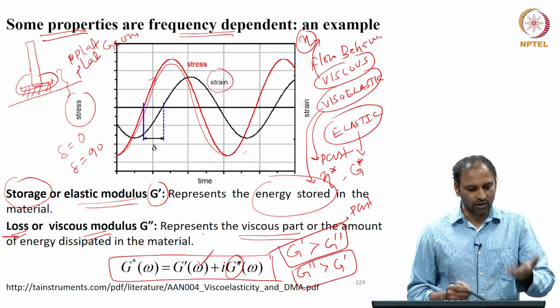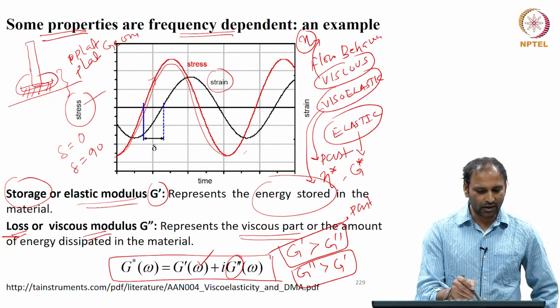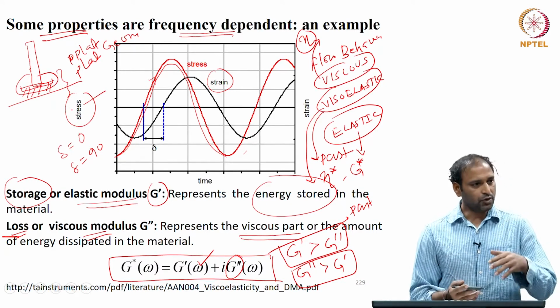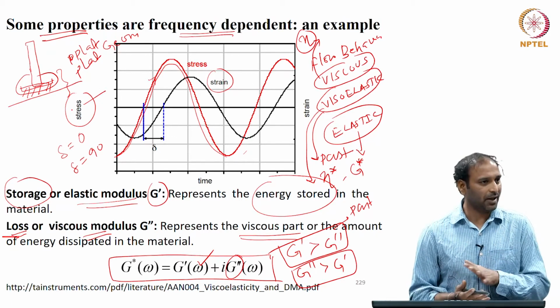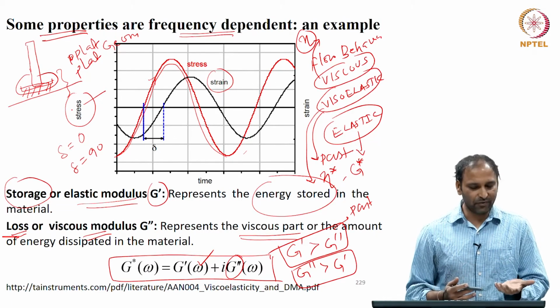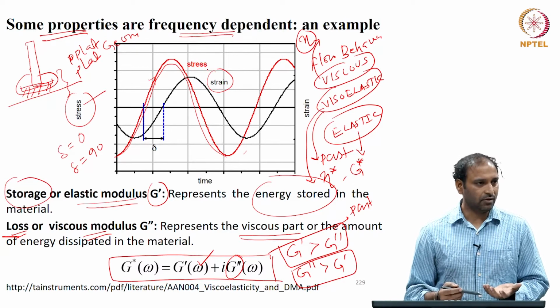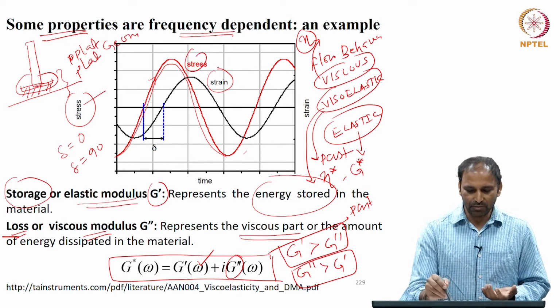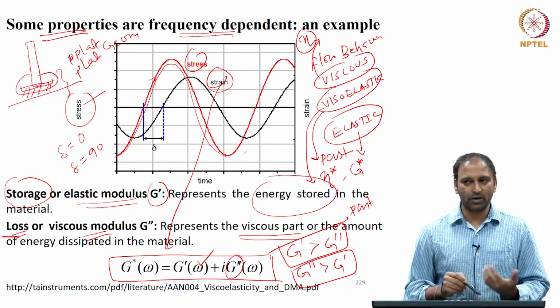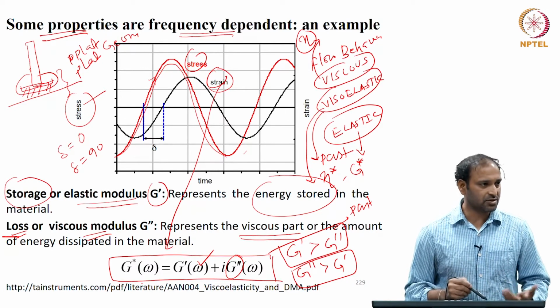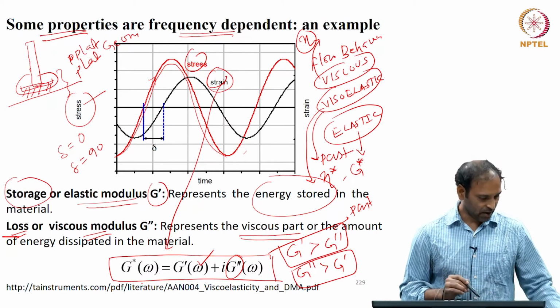So if you are doing that in a stress controlled rheometer, you know what stress you applied, and there are ways by which I can measure the strain. And if I know the stress strain behavior, I can back calculate what is G prime, G double prime, G star. There are ways to do that.